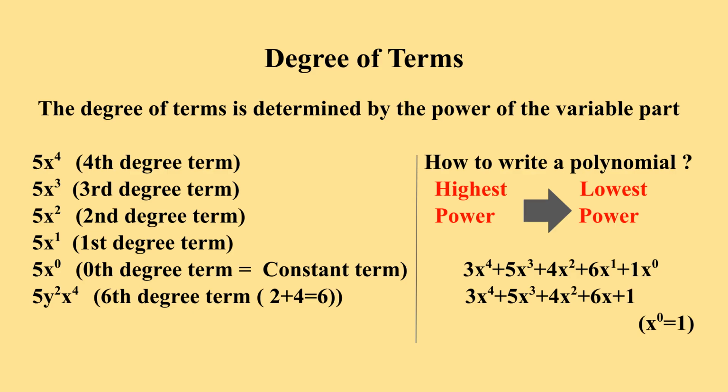If we have a combination of more than one variable, then we get the degree of the term by adding the powers of the variables. Now we have y squared and x to the power 4. We get the degree of the term by adding 2 and 4. It is 6. Degree of term is 6.